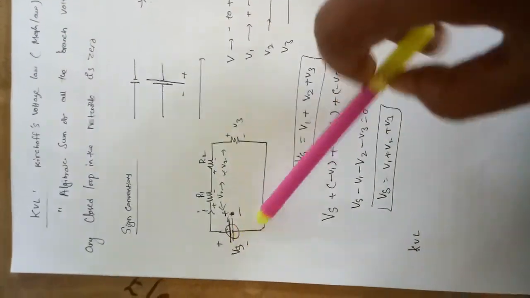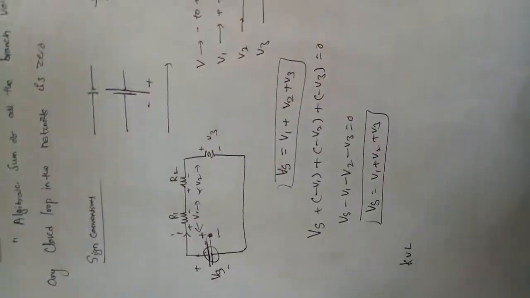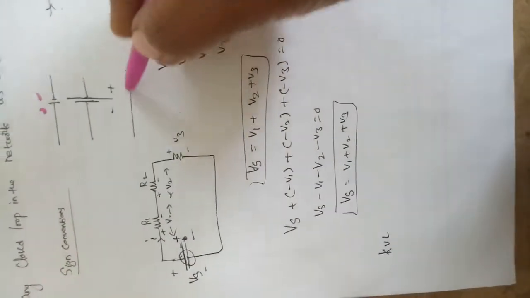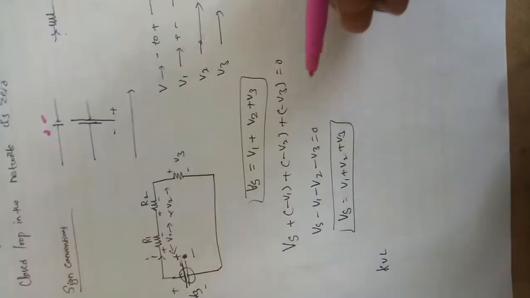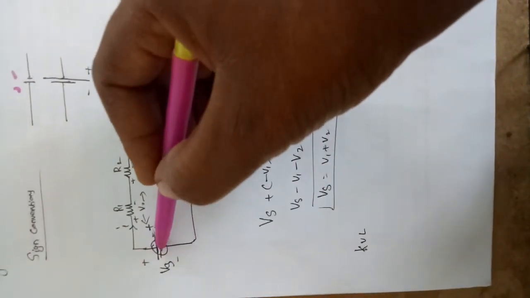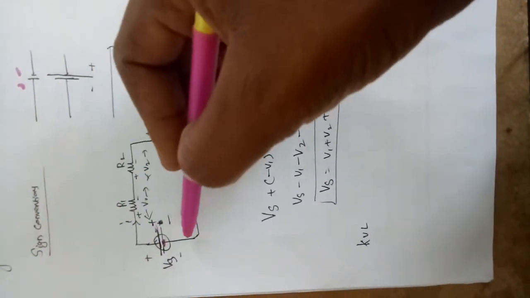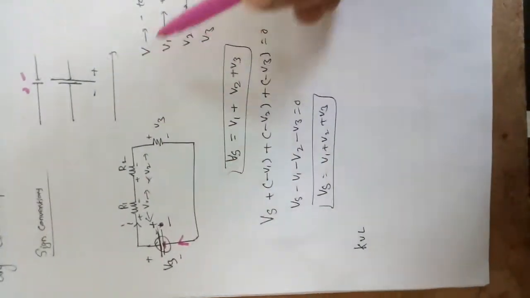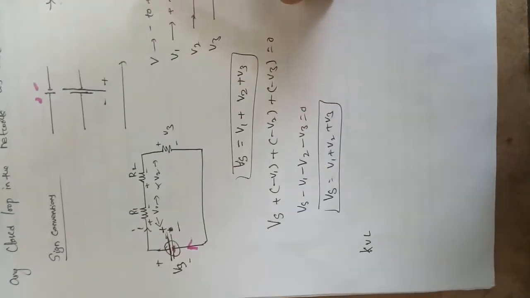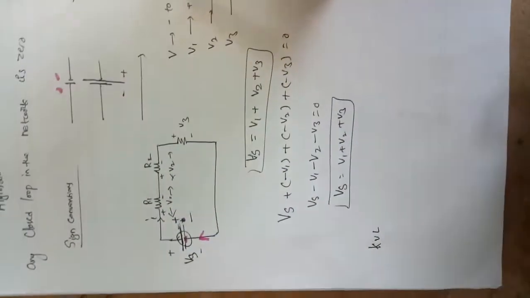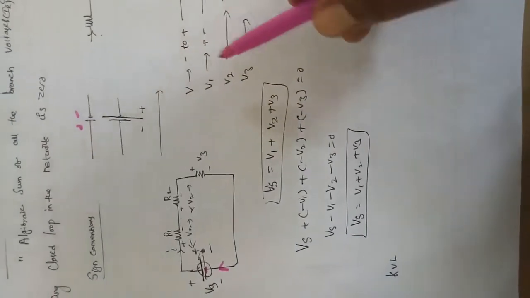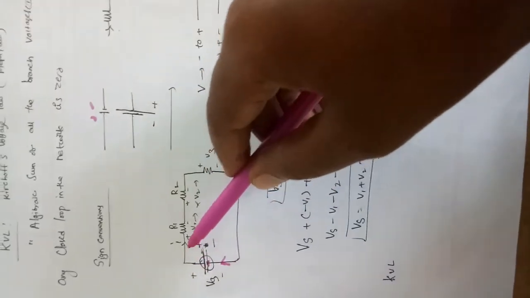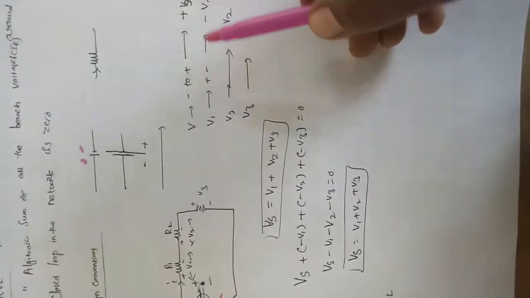Sign convention is important for this. Suppose the source is Vs, with plus and minus terminals. Assume the current direction goes from minus to plus. When the current moves from minus to plus, that is, from the negative terminal to the positive terminal, the sign is plus Vs.